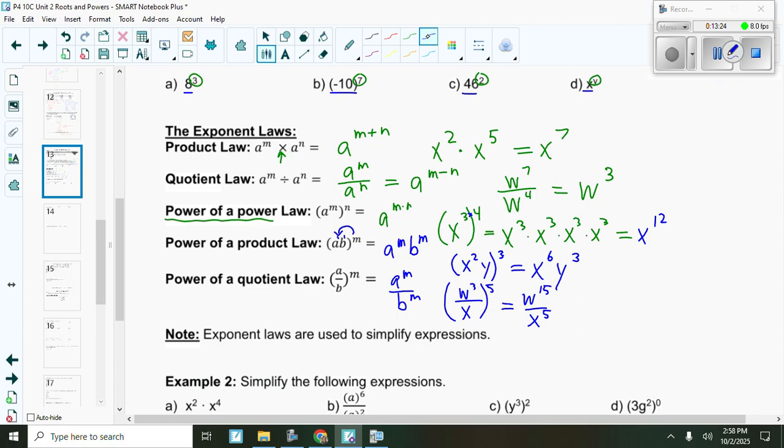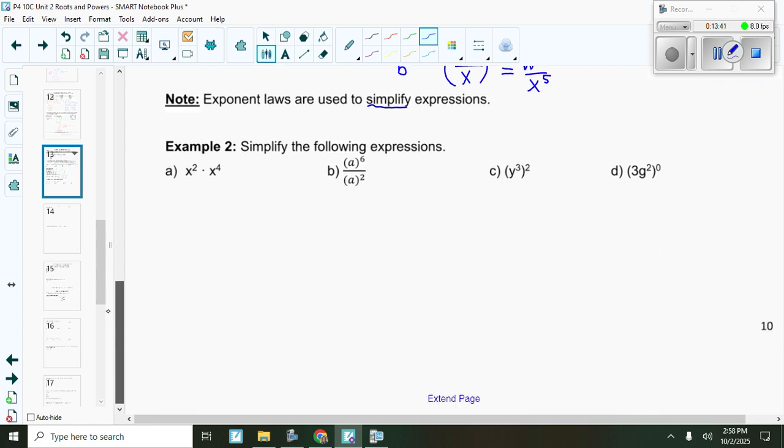So exponent laws are used to simplify expressions. When you see the word simplify, we're just going to apply the exponent laws, because we're trying to get rid of brackets and all that stuff. Let's practice a couple, and then we'll get you guys going on some of these. You know what? I think you guys could do this. Do these in your notes, and let me get set up for the next set. See if you can write these ones out.